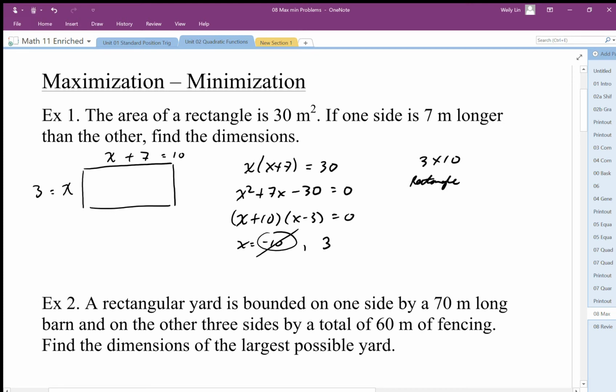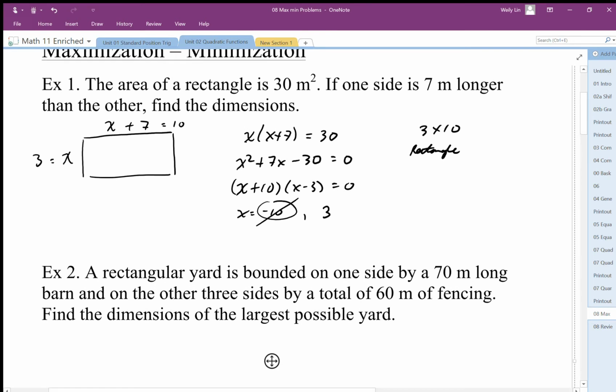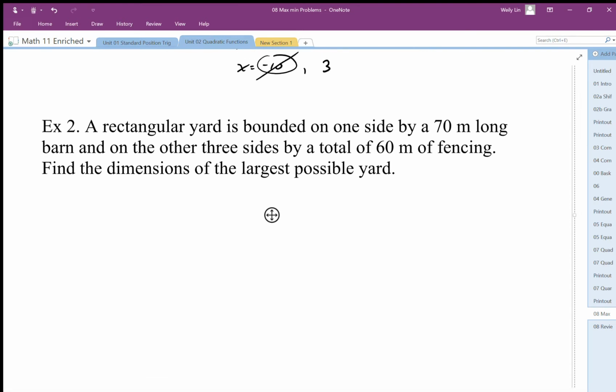Okay, so lots of area relationships tend to be quadratic. Okay, we're going to look at maximization and minimization problems where we're trying to find the maximum of a relationship or the minimum of a relationship, and essentially if they're quadratic, we can find the vertex of these relationships. So here we have a rectangular yard. One side is bounded by a 70 meter long barn. So here's our barn.